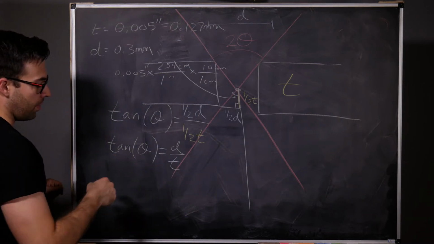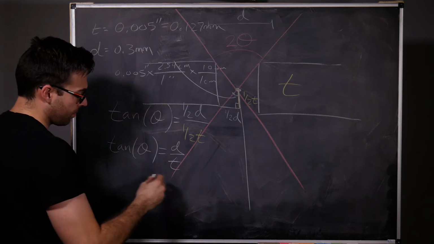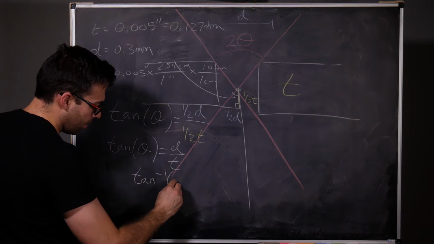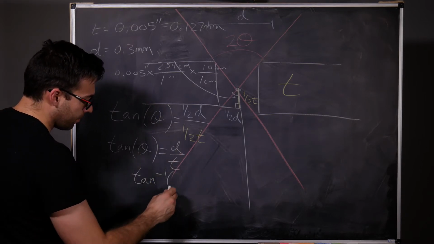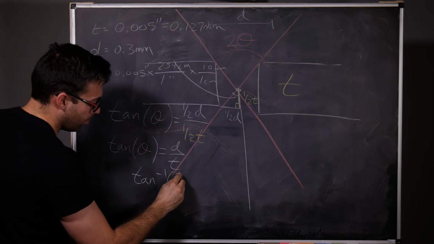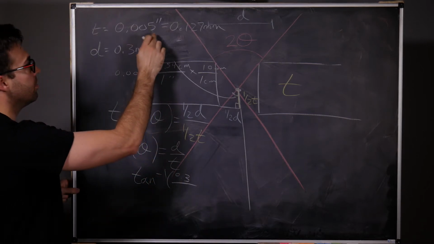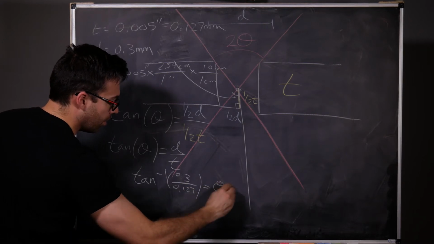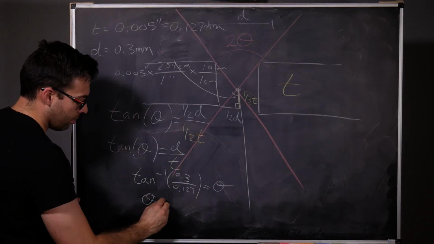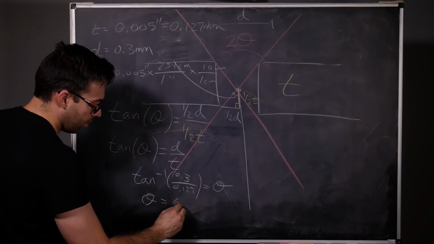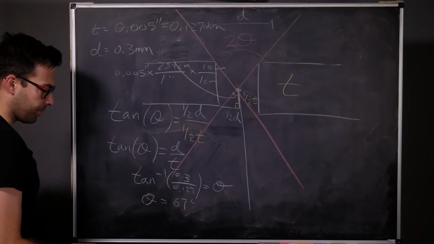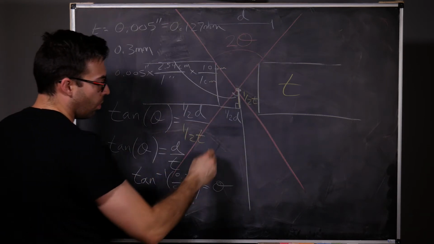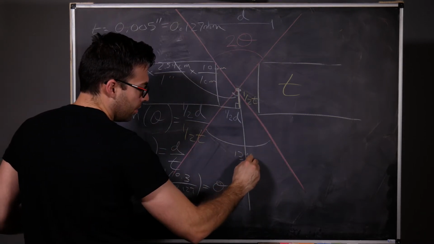So now we have both our units in millimeters, and we're just going to come down here, and in order to get to theta, we have to use the inverse tangent function. So we're going to take the inverse tan of d over t, which in this case is 0.3 over t, which is 0.127, is equal to theta. So our angle theta is going to be equal to about 67 degrees, which means that this entire angle, 2 theta, is going to be 134 degrees.